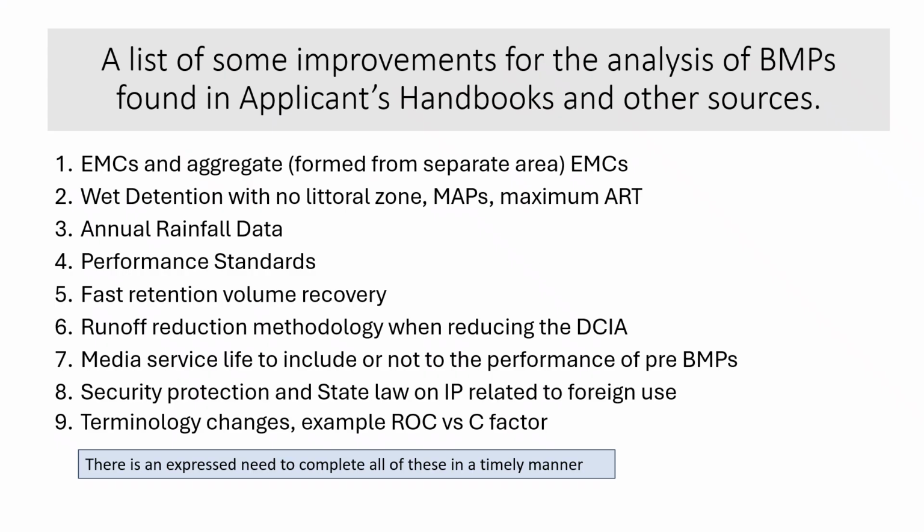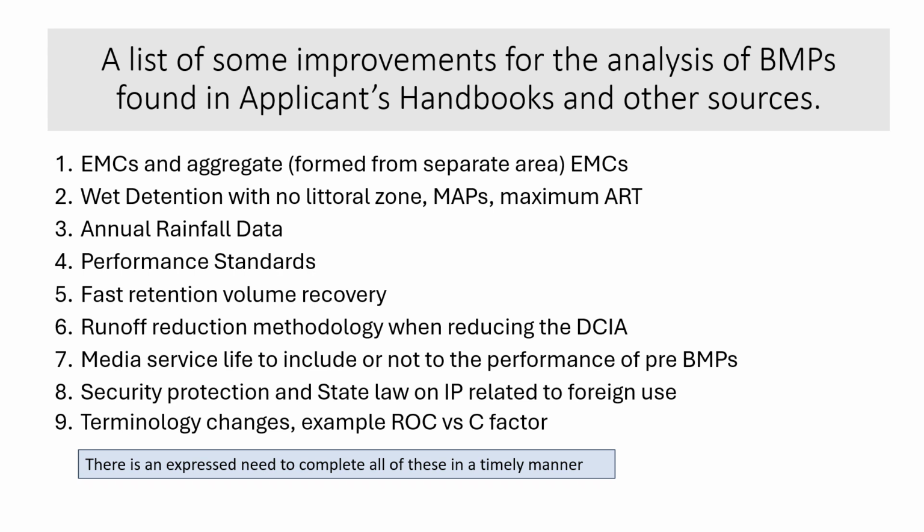First, we need to refine our understanding and use of event mean concentrations, or EMCs, including how we calculate aggregate EMCs from separate areas. This is a critical component for accurate water quality modeling. Related to specific BMPs, improvements are needed for wet detention systems, particularly addressing those without a littoral zone, as well as refining methodologies for maximum allowable pollutant loads, or MAPs, and maximum allowable retention times, ART.